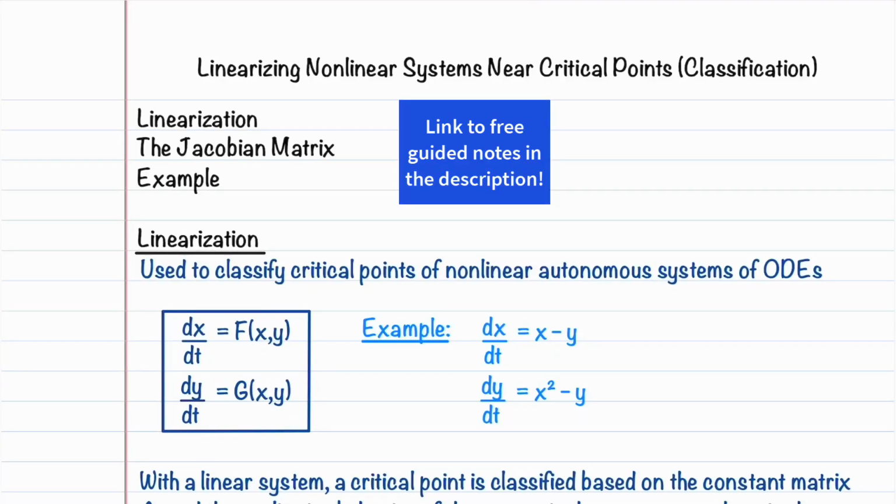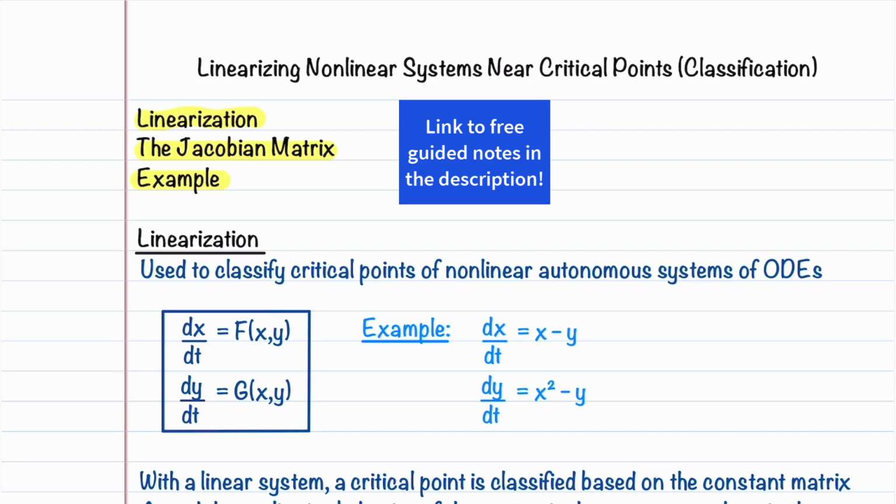In this video, we're going to learn how to find and classify critical points of nonlinear autonomous systems of differential equations. Since the system is nonlinear, we'll need to linearize it using the Jacobian matrix. I'll show you exactly what's involved in all of that. We'll then walk through an example so that you can see what to do from start to finish.